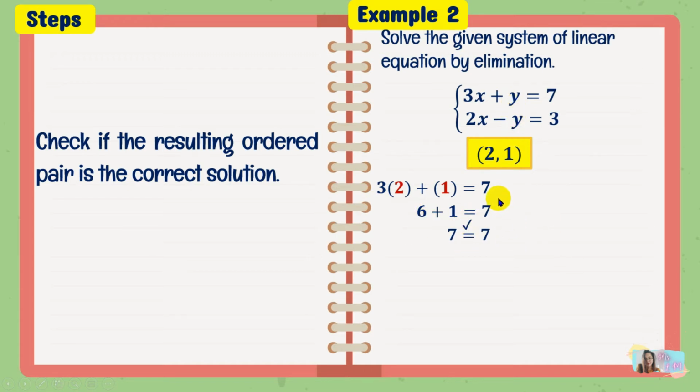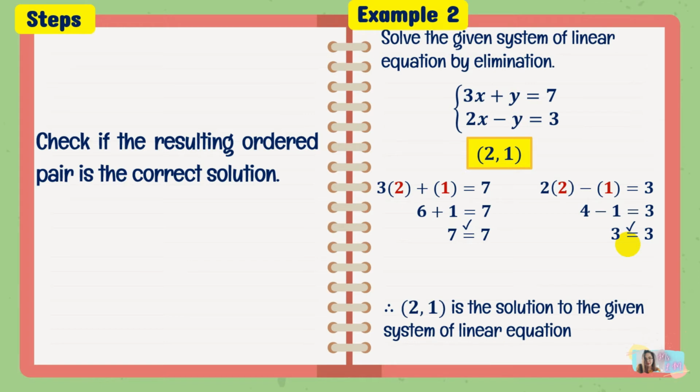How about on the second linear equation? We are going to have 2 times 2. That's the value of x. Minus 1. That's the value of y. Is it equal to 3? What is 2 times 2? That's 4. Minus 1. Is it equal to 3? Again, 4 minus 1 is 3. And 3 is equals to 3. Nasatisfy po ng ating ordered pair 2 and 1 yung ating parehong linear equation sa system. So, we can conclude that positive 2 and positive 1 is the solution to the given system of linear equation here on our example number 2.